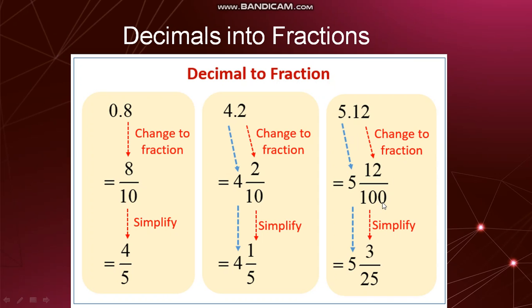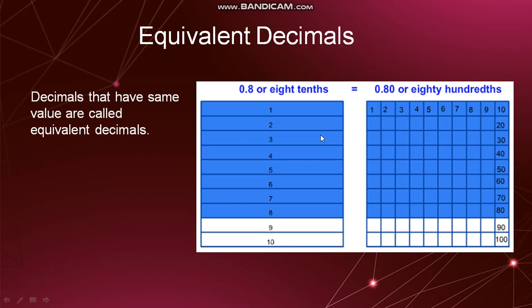Again that becomes an improper fraction, so you have to convert it into a mixed fraction, which gives you 5 12 by 100. When you simplify it further, both the numbers go in 4's table. So 12 divided by 4 and 100 divided by 4 gives you 3 by 25. So it's 5 3 by 25. This is how you convert a decimal into a fraction.